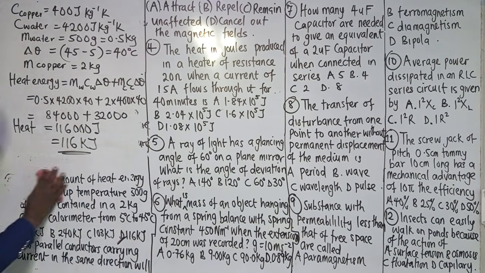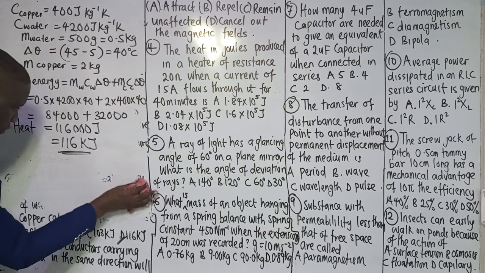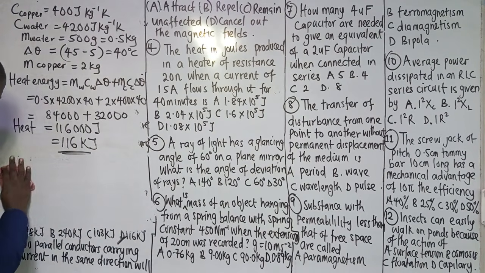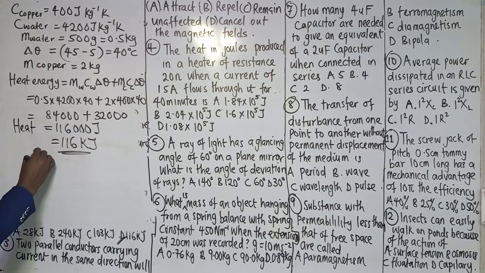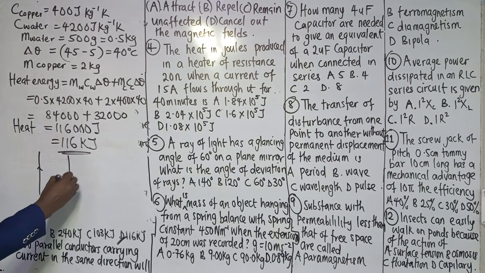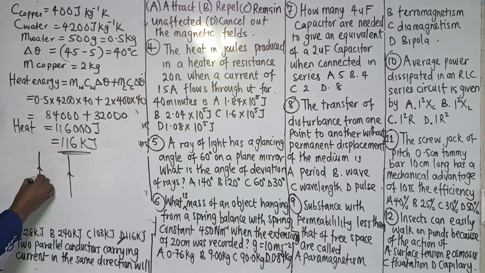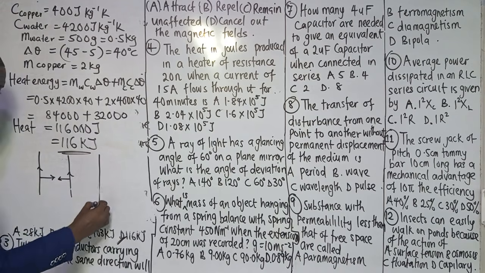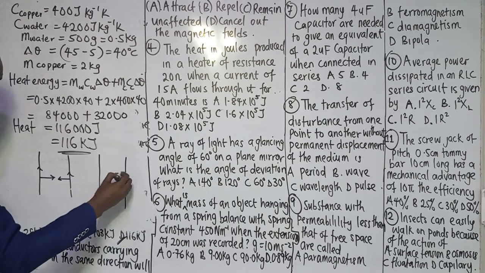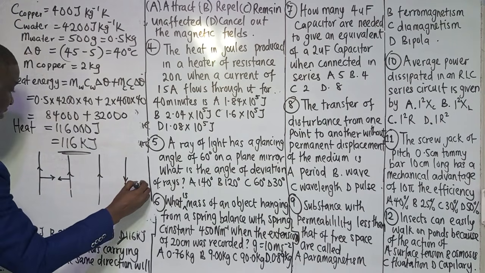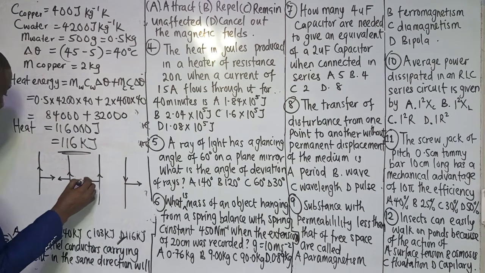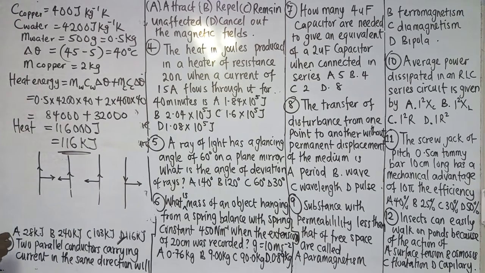Now, according to Ampere's law, when you have two parallel wires carrying current in the same direction, they will attract each other. But when two parallel wires carry current in opposite directions, they will repel. So like currents attract, while unlike currents repel.